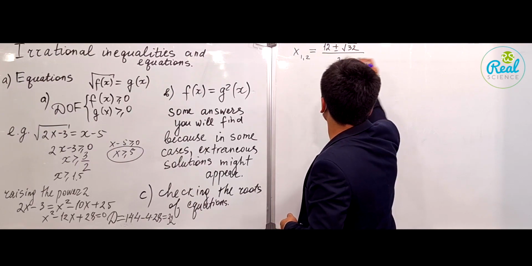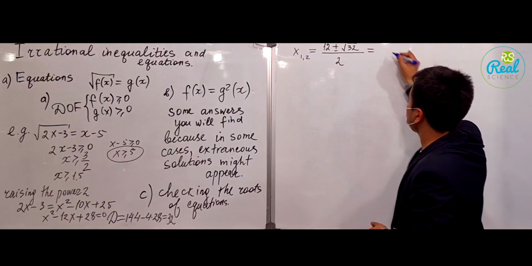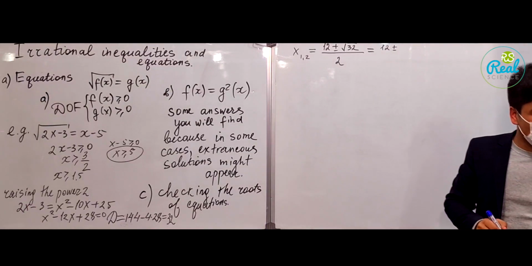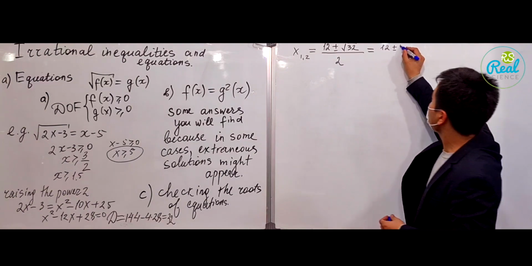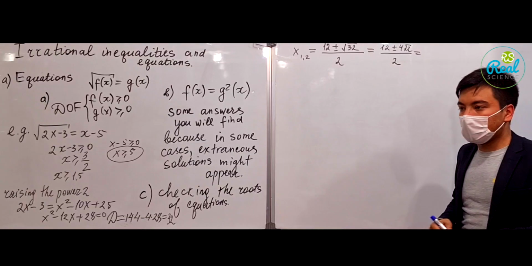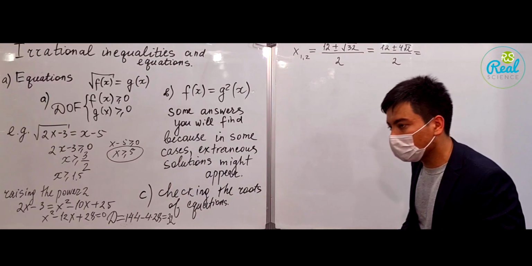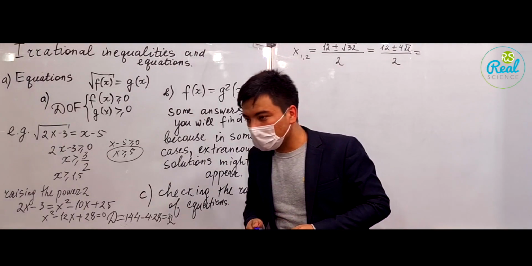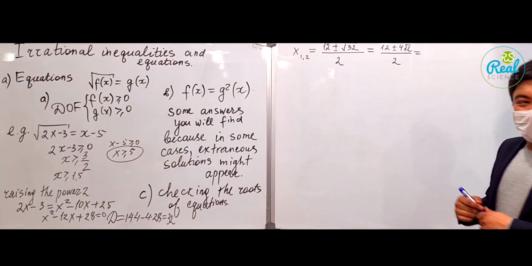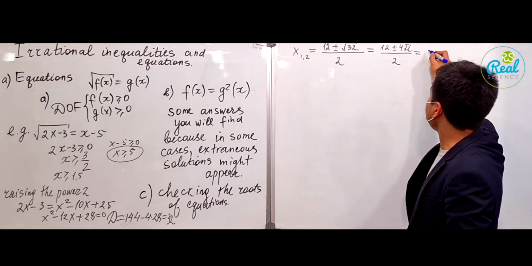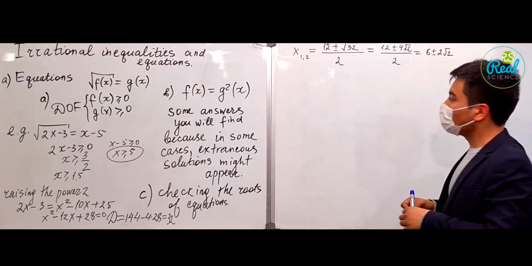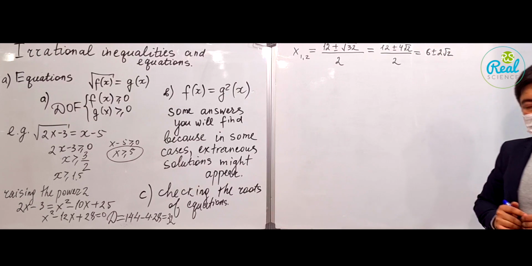32 over 2, yeah? 12 plus minus, it's going to be 16 times 2. 16 means 4. And all are divisible by 2. Am I right, Subrat? Am I right? Okay. In this case, the answer is 6 plus minus 2 times square root of 2.